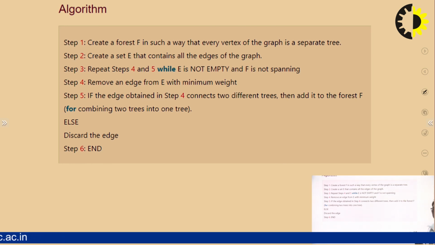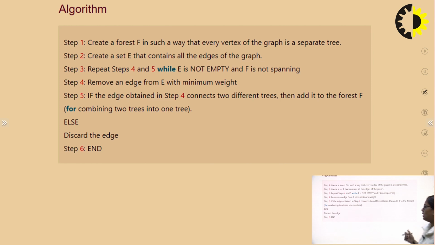These are the standard steps for the Kruskal algorithm. Create a forest F in such a way that every vertex of the graph is a separate tree. Create a set E that contains all the edges. Then repeat steps 4 and 5 while E is not empty and F is not a spanning tree. Remove an edge from E with the minimum weight. Step 5: if the edge obtained in step 4 connects two different trees, then add it to the forest F, else discard the edge. So these are the standard steps for the Kruskal algorithm.